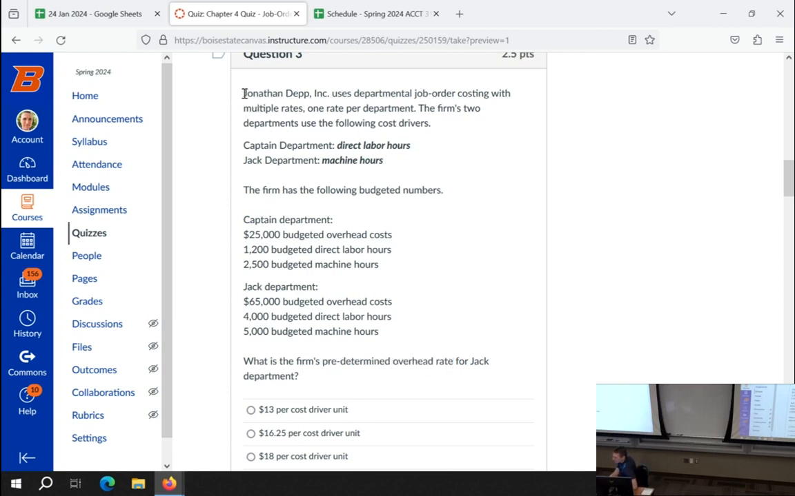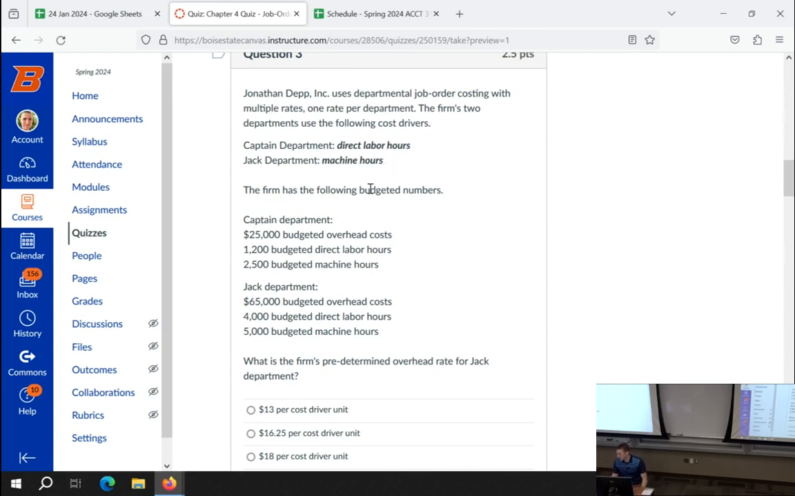And I can read through the fact pattern here. Jonathan Depp Incorporated uses departmental job order costing with multiple rates, one rate per department. The firm has two departments, and each one has a rate. Captain Department uses direct labor hours as its cost driver for overhead. Jack Department uses machine hours as its cost driver for overhead. Those are bolded and italicized because there are different versions of this question with different inputs. Maybe they're switched, but this version has DLH for Captain Department and MH for Jack Department.